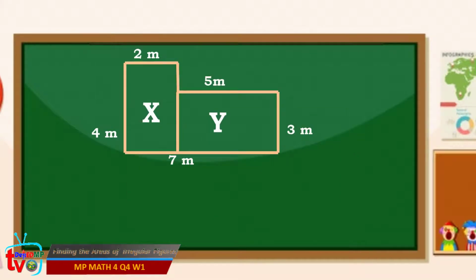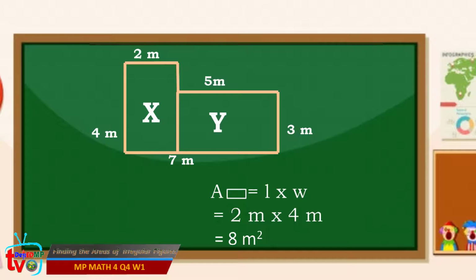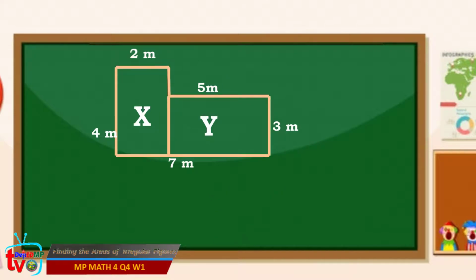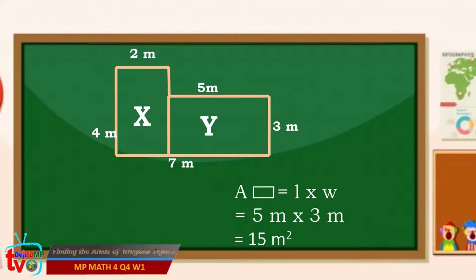Let us again get the area of rectangle X and rectangle Y. Let us start with rectangle X. Area is equal to length times width. 2 meters times 4 meters is equal to 8 meters square. Let us also get the area of rectangle Y. A is equal to length times width. 5 meters times 3 meters is equal to 15 meters square. How did we get 5 meters? We subtracted 2 meters from 7 meters.